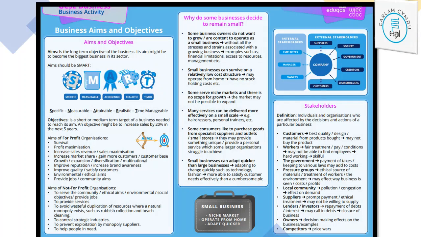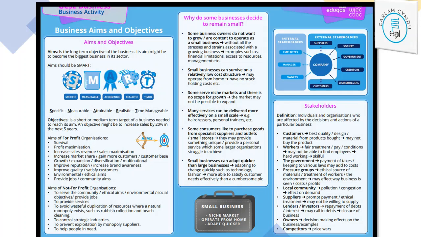An objective needs to be set in order to reach its aims. So an objective might be to increase sales by 20% in the next 5 years potentially, but it's got to show some sort of measure. It has to be attainable, realistic, and it needs to be set within a time frame. So, aims for profit: what do businesses tend to aim for?